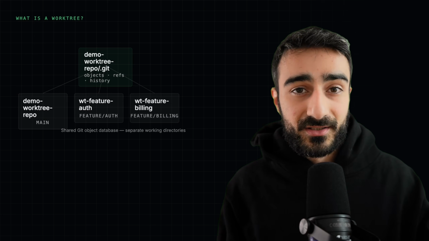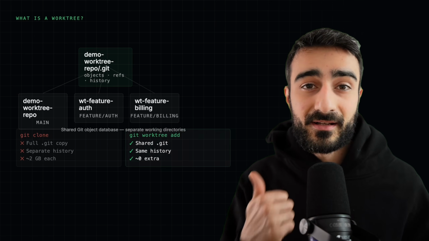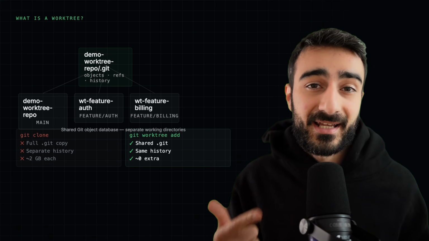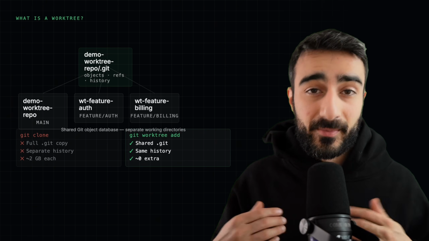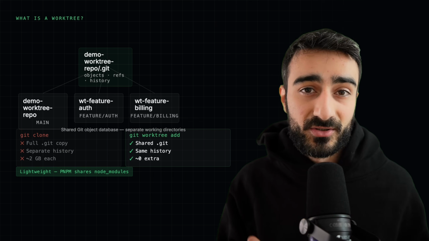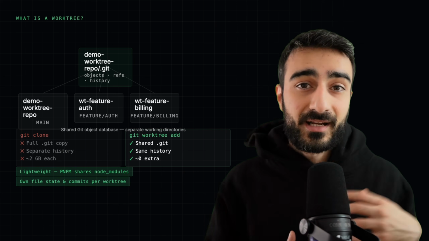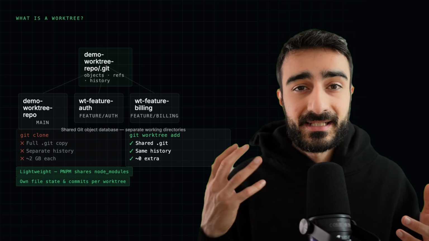So a Git worktree is just another checkout of the same repo in a separate folder on its own branch, sharing the same single .git database. So that means you don't have to clone the whole repository and maintain a separate .git history. It becomes more lightweight, especially with tools like pnpm that share node modules, and each worktree will have its own file state and commits. And if one worktree commits, all the others see it immediately.